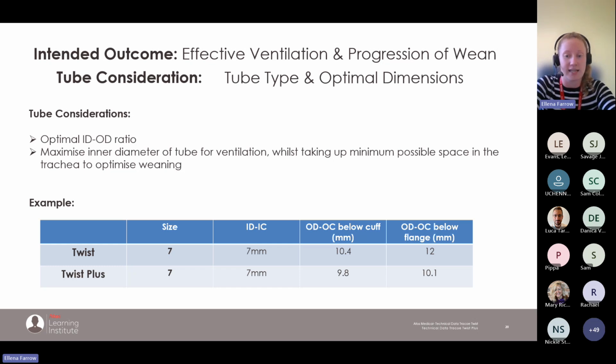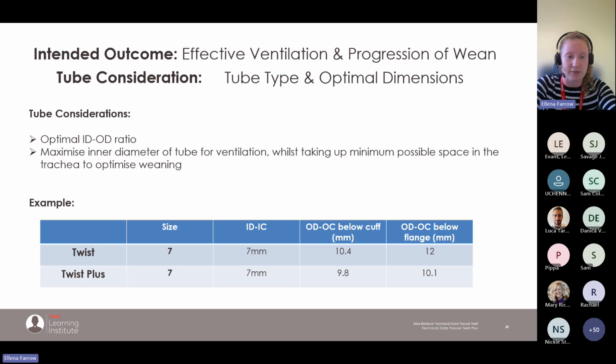So if you translated that to a bit of a case study context or a clinical context for a patient, so you've got a patient requiring a size 7 tube, placement of a size 7 Twist Plus would allow the same inner lumen for ventilation as the size 7 Twist would, but it occupies less of the trachea and therefore allows more space for airflow around the tube and potentially more ability to then commence weaning and progress weaning a bit better.